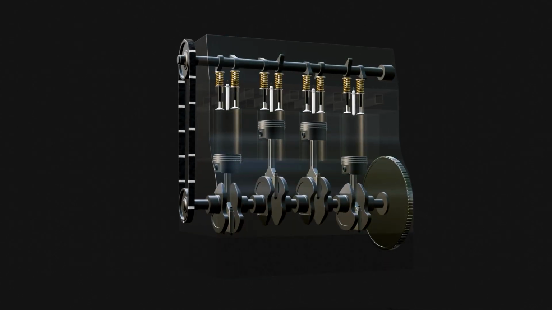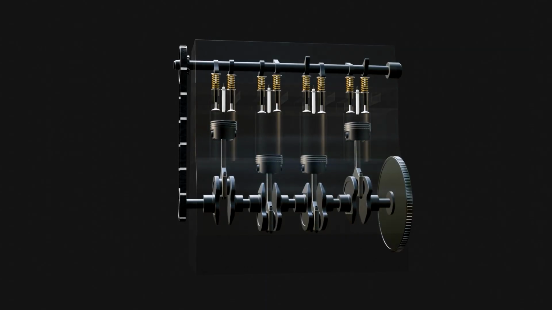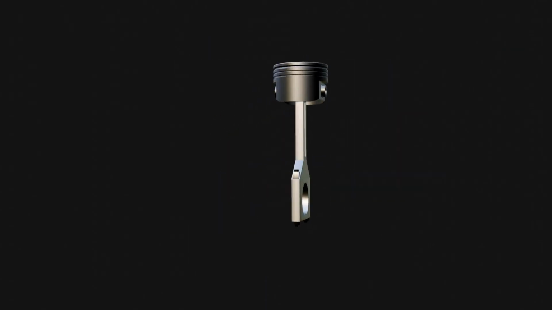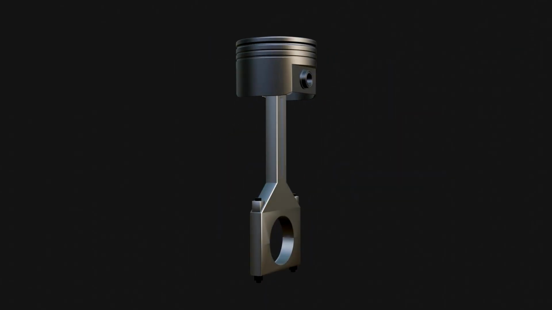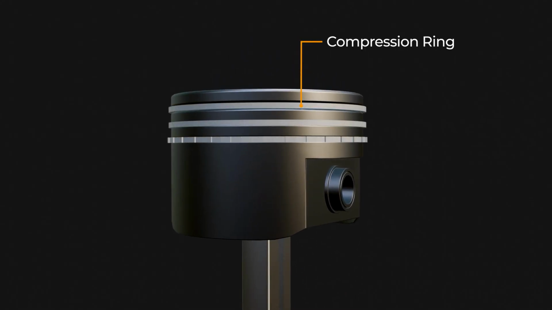Inside each cylinder, a piston moves up and down with mechanical precision. The piston is a cylindrical piece of metal with a flat top and grooves cut around its circumference. These grooves hold compression rings, which are spring-loaded metal bands that press outward against the cylinder wall. The compression rings serve two critical functions. First, they prevent combustion gases from escaping past the piston, which maintains the pressure necessary for efficient combustion.